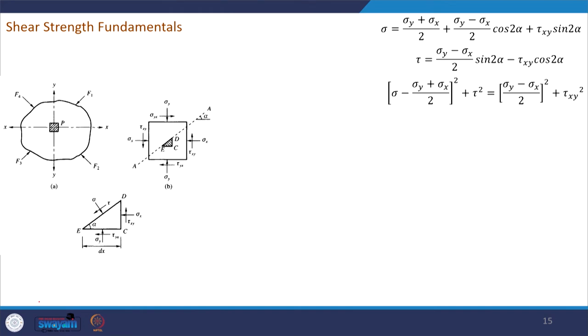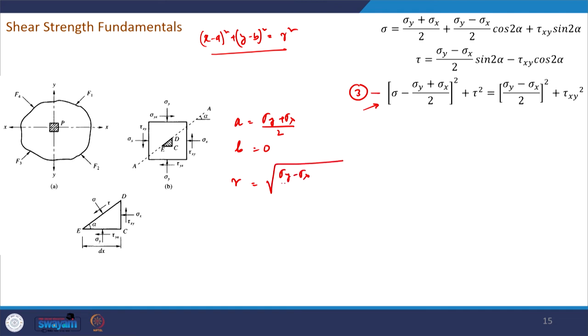Now, if you look at equation 3, it is basically an equation of a circle. I hope you understand that x minus a whole square plus y minus b whole square is equal to r square. This is what we know, the equation of the circle. So, this is of the same form, where you see a is nothing but sigma y plus sigma x by 2, b is equal to 0, and r is under root of sigma y minus sigma x by 2 whole square plus tau xy square. Okay? Which means that the coordinates of the center are this and the radius is this.